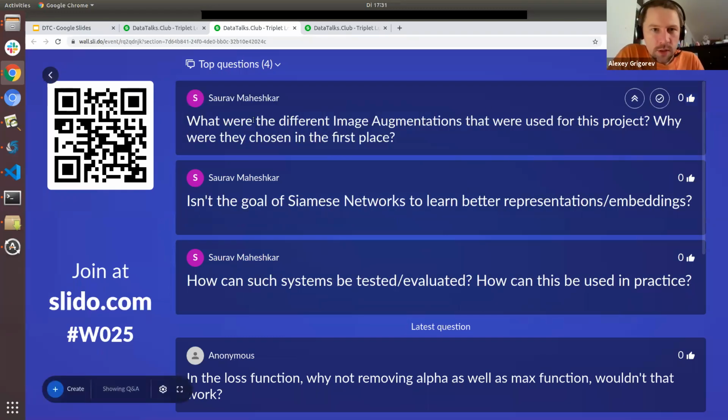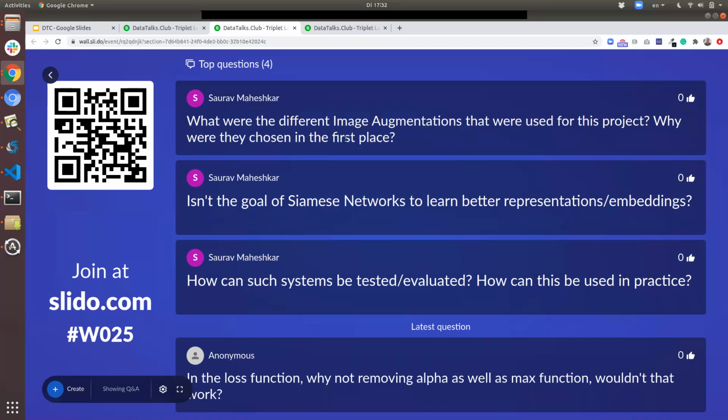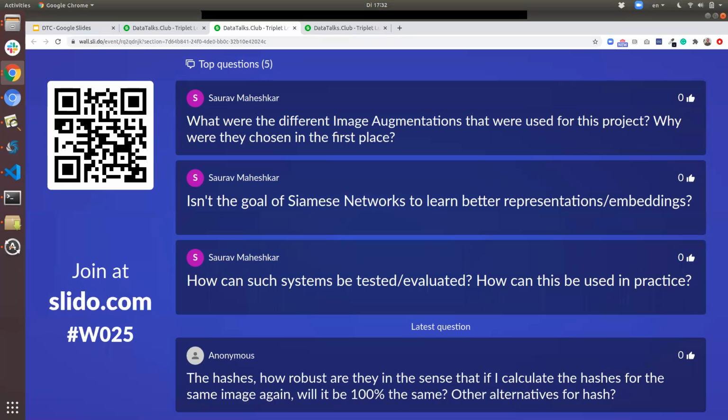Okay, Saraf is asking, what were the different image augmentations that were used for this project, and why were they chosen in the first place? First of all, I wanted not to describe my project but the idea behind the Siamese network and the possible evaluation of working with a Siamese network. But in my project, I use crop, rotate, resizing, and horizontal flips. I also use some changes of saturation and brightness, adding some noise, and I guess this is it.